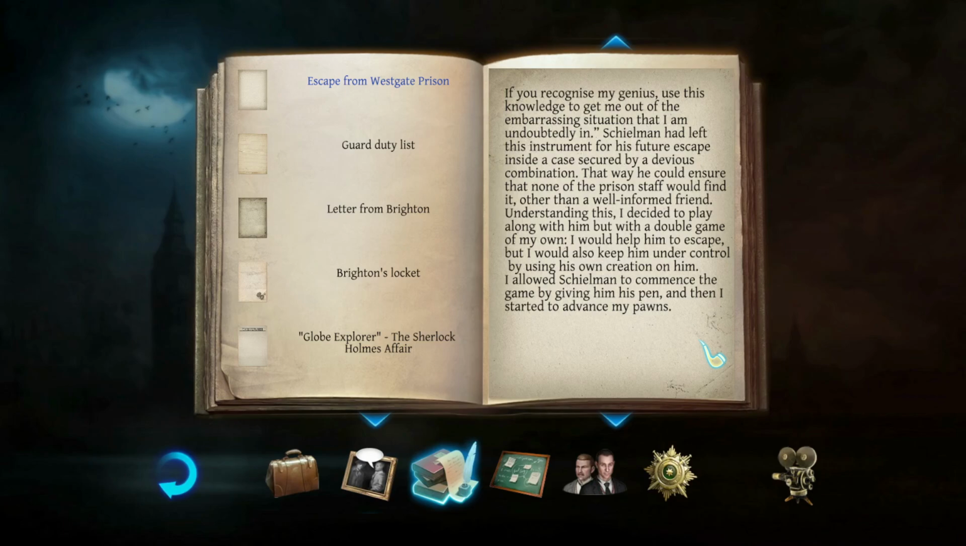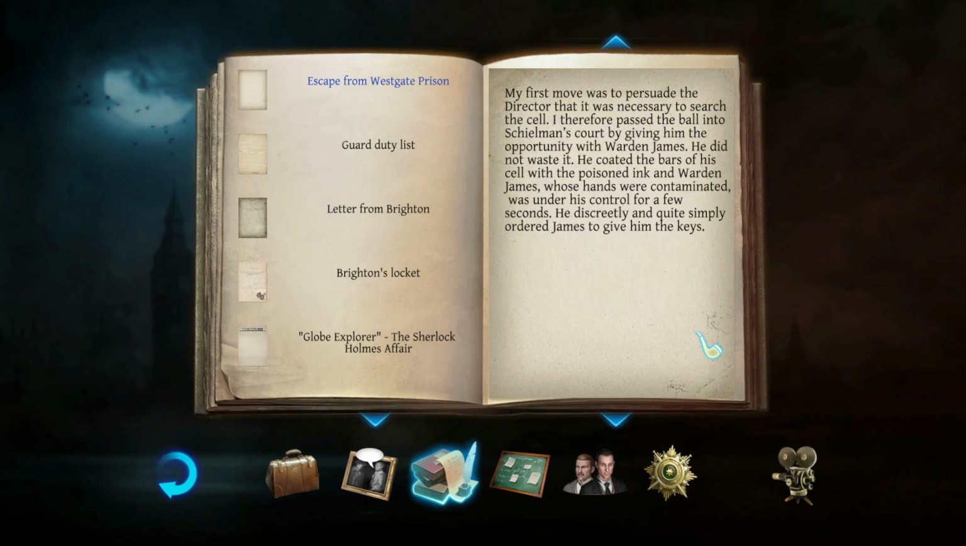Understanding this, I decided to play along with him, but with a double game of my own. I would help him to escape, but I would also keep him under control by using his own creation on him. I allowed Schielman to commence the game by giving him his pen, and then I started to advance my pawns. My first move was to persuade the director that it was necessary to search the cell. I therefore passed the ball into Schielman's court by giving him the opportunity with Warden James. He did not waste it.